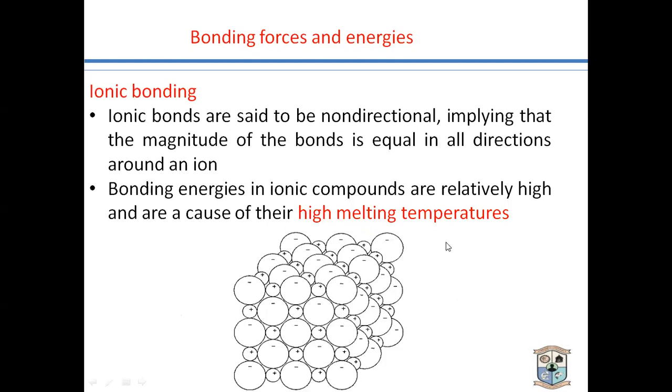Okay, so ionic bonds are said to be non-directional, implying that the magnitude of the bonds is equal in all directions around an ion. There's no particular direction, in short. Bonding energies in ionic compounds are relatively high and are a cause of their high melting temperatures. So if the energy needed to form the bond is high, like I said earlier, the principle you need to follow, then the energy that is required to break that bond will also be much higher.